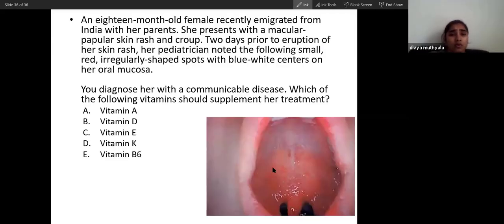Now you can see this is the condition of vitamin K deficiency. You can see petechiae because of coagulation factor deficiency. You can go and see this.